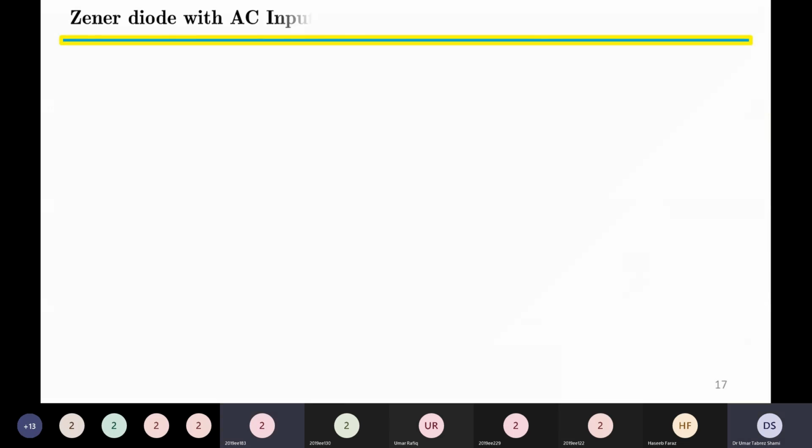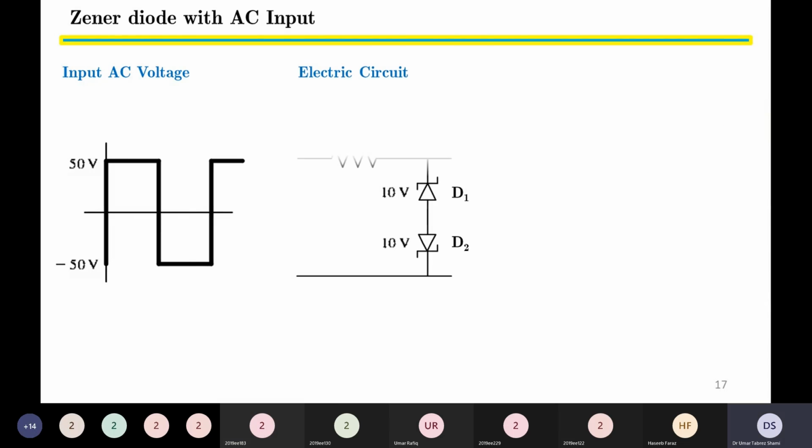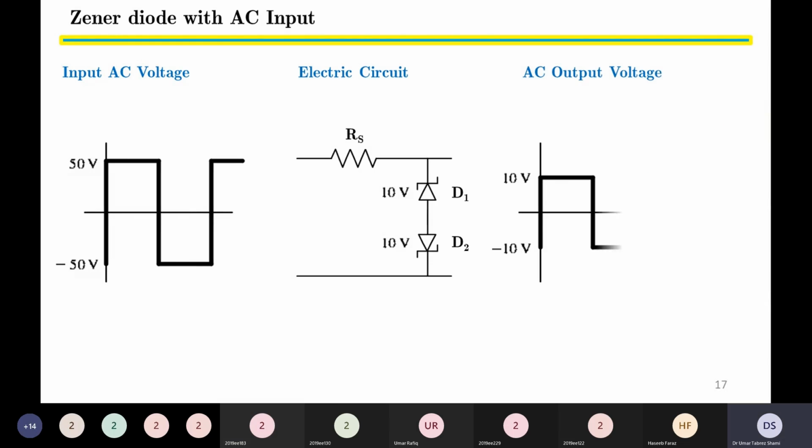So we will start. The title of the slide is Zener diode with AC input. And we want to see the output of an electric circuit which consists of two Zener diodes when we are giving an AC input voltage. So let us first of all look at the circuit.